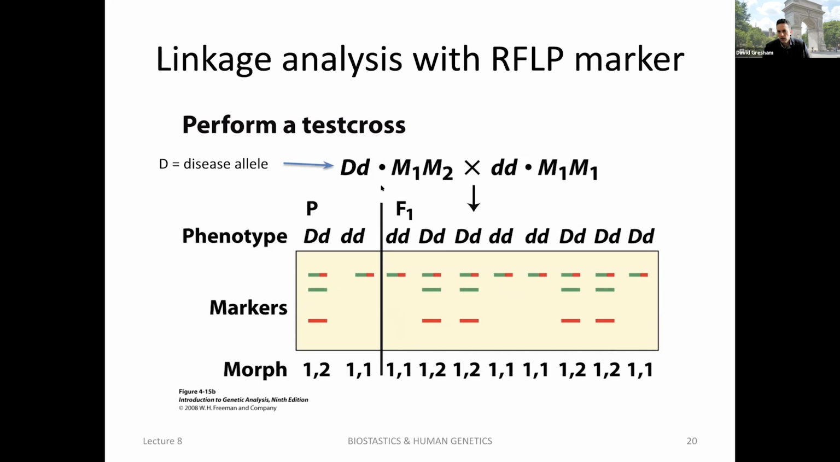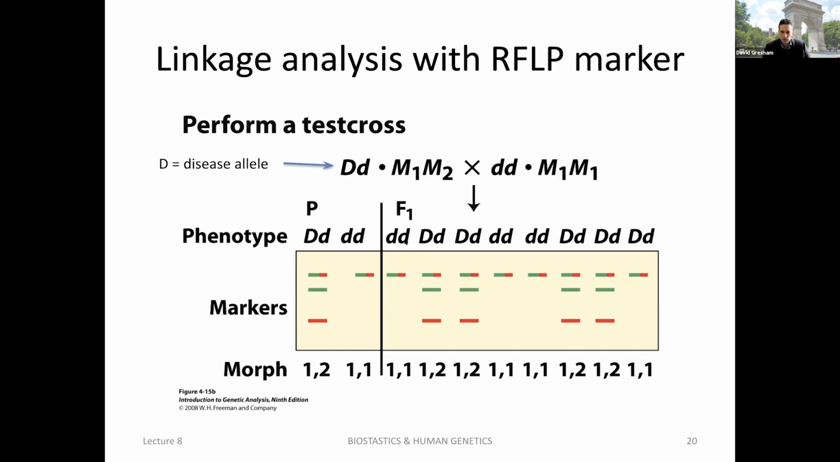And then the children are the F1s from this parental crossing. And we can follow now and ask, is there co-segregation between the disease allele, the big D allele, and one of these alleles? Does it tend to be co-transmitted in the F1s with one of these alleles?